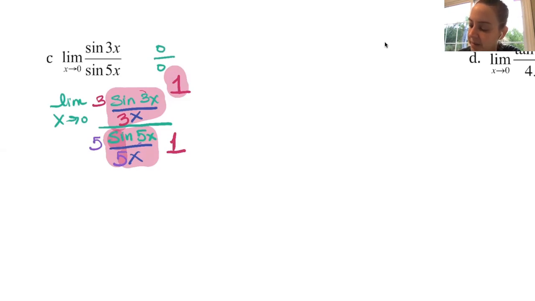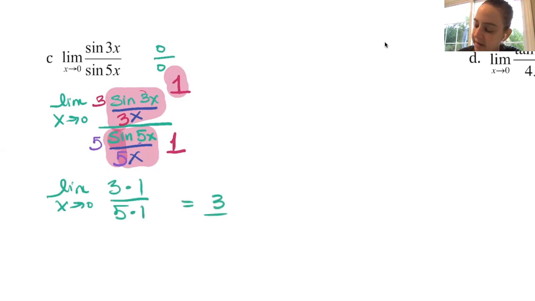This becomes, let's rewrite all of this. The limit as x approaches 0 of 3 times 1 over 5 times 1. This is 3/5.